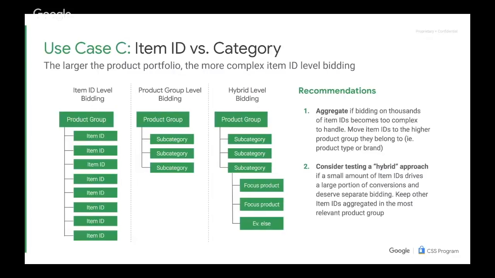If you have thousands or millions of products, breaking down each individual product to item ID level may result in a lot of manual work, and it becomes too complex to handle. Move item IDs to the higher product group they belong to, for example, product type or brand. If, however, you have a very small portfolio, this might be the structure for you. Group similar products together and consider testing a hybrid approach if a small amount of item IDs drive a large portion of your traffic and deserve separate bidding. Keep other item IDs aggregated in the most relevant product group.